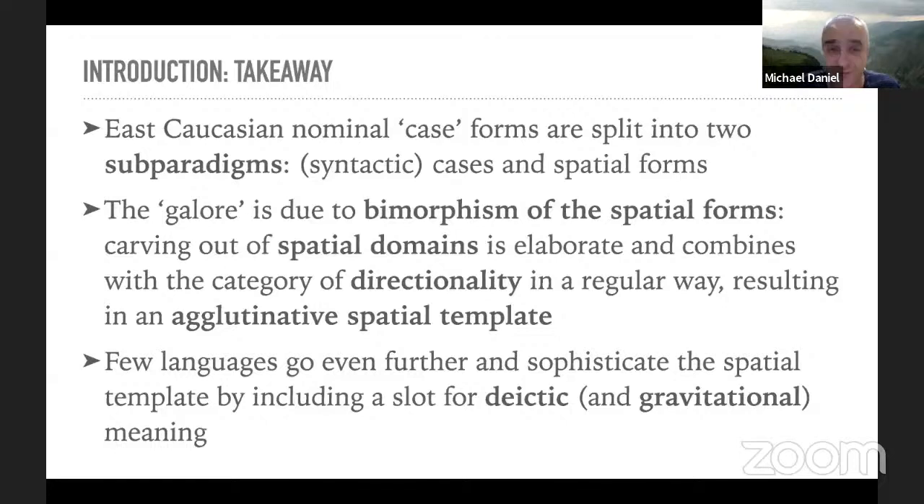And a few languages go even further and sophisticate the spatial template, but some languages either never developed this kind of template or lost it in the course of history.